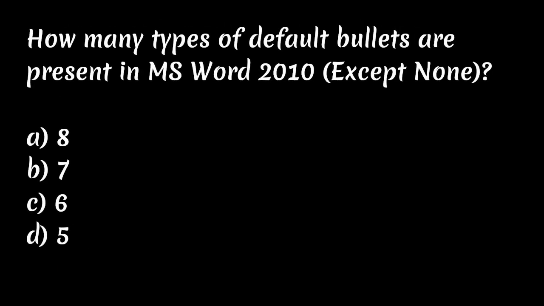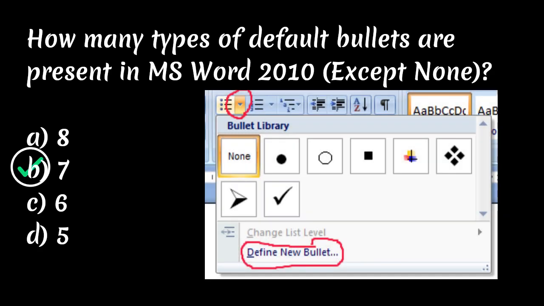Question 48. How many types of default bullets are present in MS Word except none? A. 8. B. 7. C. 6. D. 5. Answer B. 7.